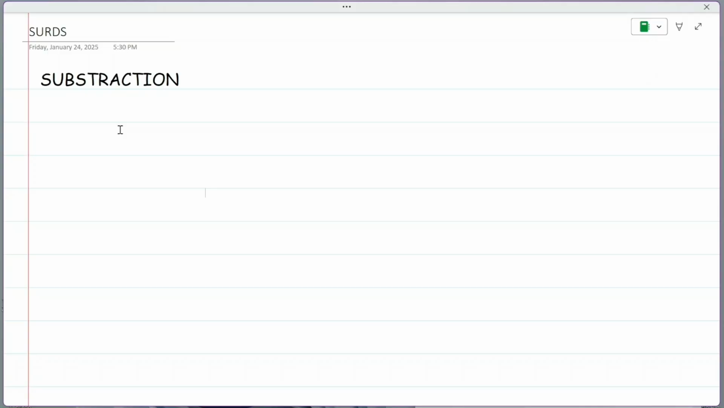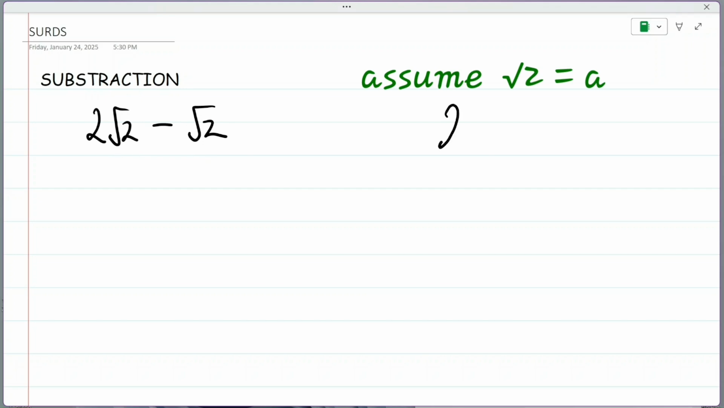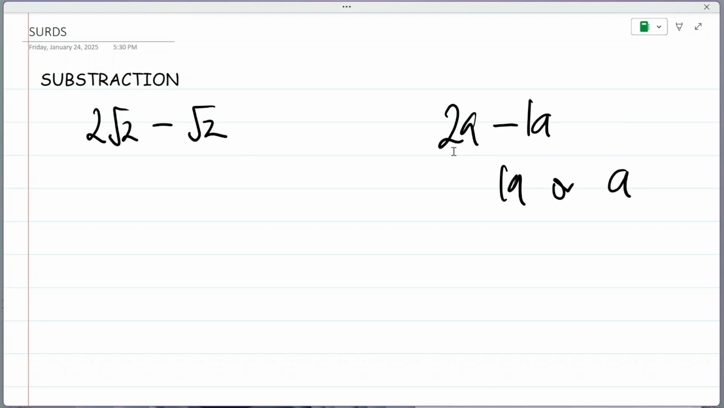Subtraction of surds. Next, we're working with subtraction of surds. Let's say you have 2 root 2 minus root 2. Subtraction of surds also works similarly to algebra. Let's say root 2 is a. So you have 2a minus a. You can say 2a minus 1a. 2a minus 1a is 1a, or you can say it's also the same thing as a, because if you have 2a minus 1a, you pick one of the a's, then you do 2 minus 1, it will give you 1.